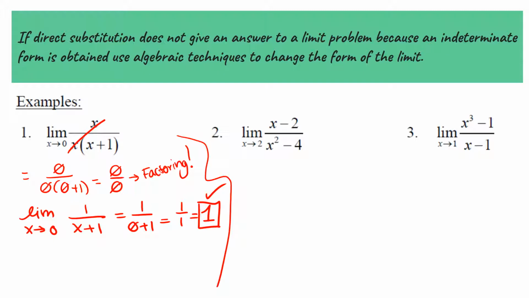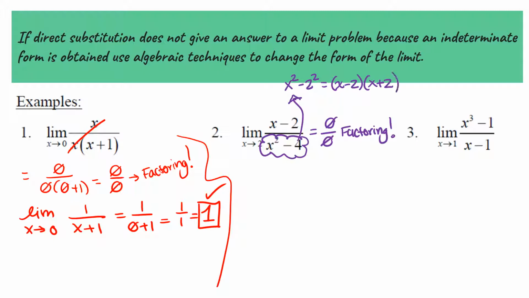So 2, you guys, if we plug in 2, it's going to give us 0 over 0. So we know we got to get into some factoring. Hopefully, you guys, we can see that we have a difference of 2 squareds right here, right? We could rewrite this as x squared minus 2 squared. So we know we can factor that as x minus 2, x plus 2, right? Our a minus our b times our a plus our b.